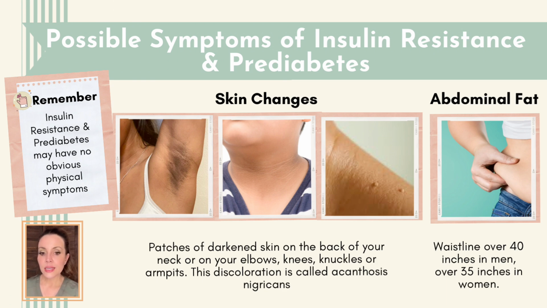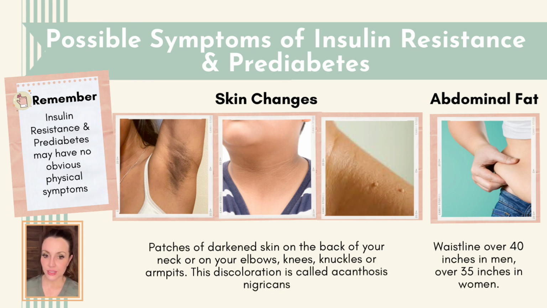An A1C should not be drawn more often than every 3 months, because it is a window of how your body has been processing and coping with insulin over the past 3 months. So it doesn't change quickly. It doesn't change overnight. It's not like your fasting blood glucose, which is just a point in time of what your glucose was at that moment. An A1C is an average of what your blood glucose has been throughout a 3-month period.